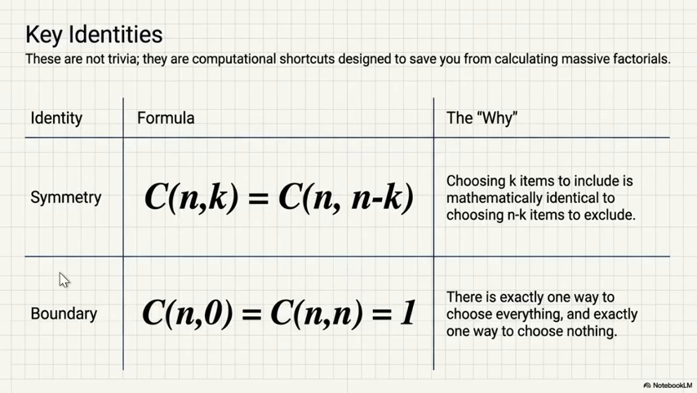Next is the boundary identity. It says there is one way to choose none and one way to choose all things. So you can write nC0 is equal to nCn, which is equal to 1.